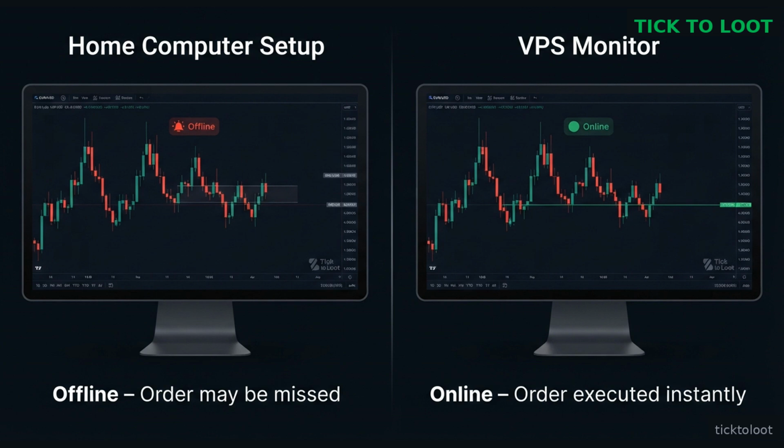This near-instant execution reduces what traders call slippage, the difference between the expected price of an order and the price at which it actually fills. Lower slippage means your risk limits are respected more accurately.